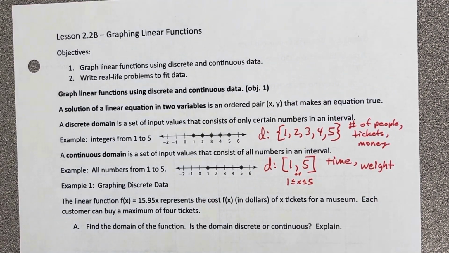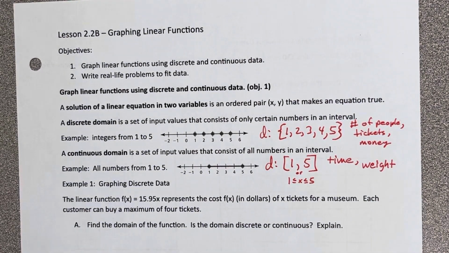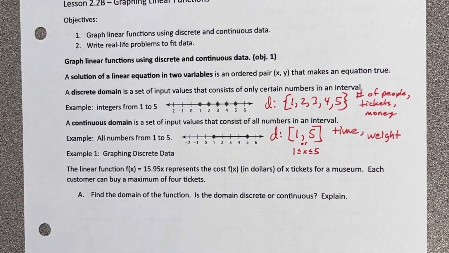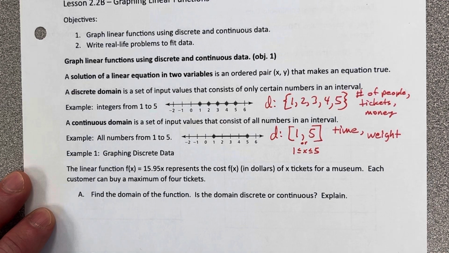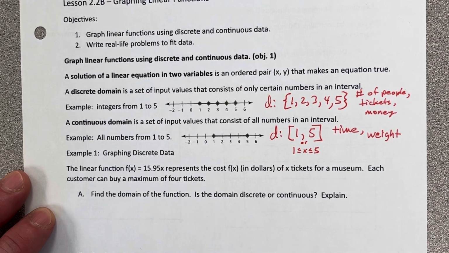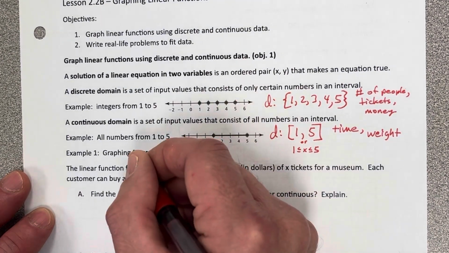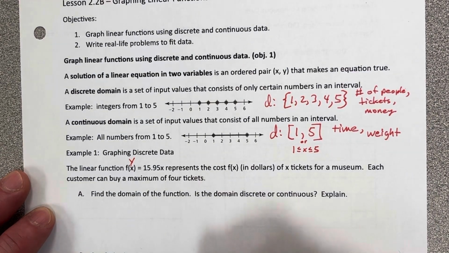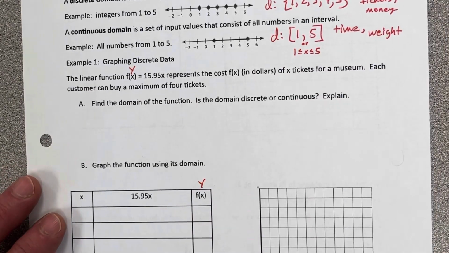All right, so to graph discrete data, let's take a look here at their discrete data example. They've got a linear function f of x equals 15.95x, and it represents the cost in dollars when you buy x tickets for a museum. Okay, so they're buying tickets for a museum. So yeah, tickets. This is going to be discrete. And class, keep in mind f of x is the same as y. Okay, so if that helps you to graph, to make it y, that's what we'll do.